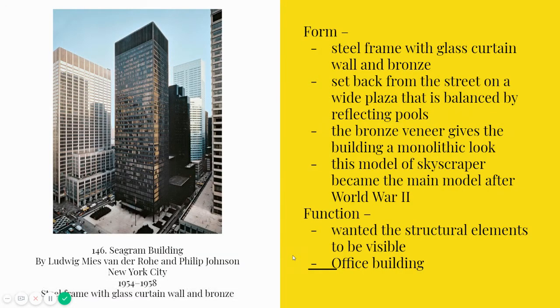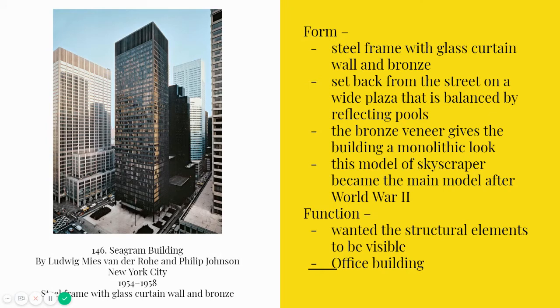Okay, so keeping with the international style, we've gone over the Prairie style, and then we have two images for that international style. We have image number 146, the Seagram Building. This is by Ludwig Mies van der Rohe and Philip Johnson. This is in New York City, from 1954 to 1958. So we're going to step away from personal homes and look at a skyscraper.